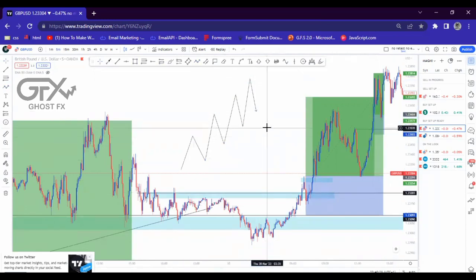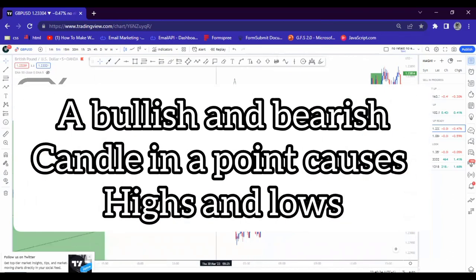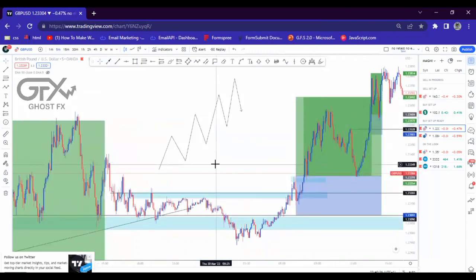Now let me give you guys a quick tip on how to know a high and a low, how to spot these highs and lows. A bullish and bearish candle at the point is always a high or a low. What makes it a higher high or a higher low is when it is higher than the previous one that I made, or lower than the previous one that I made in the downward trend. That is when it is a higher high, higher low, lower high, or lower low.